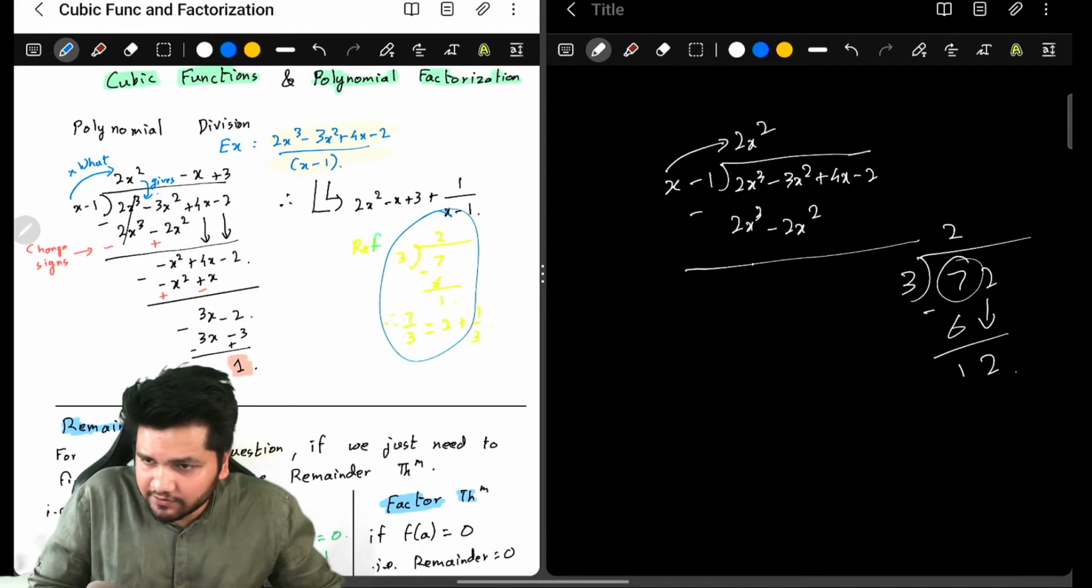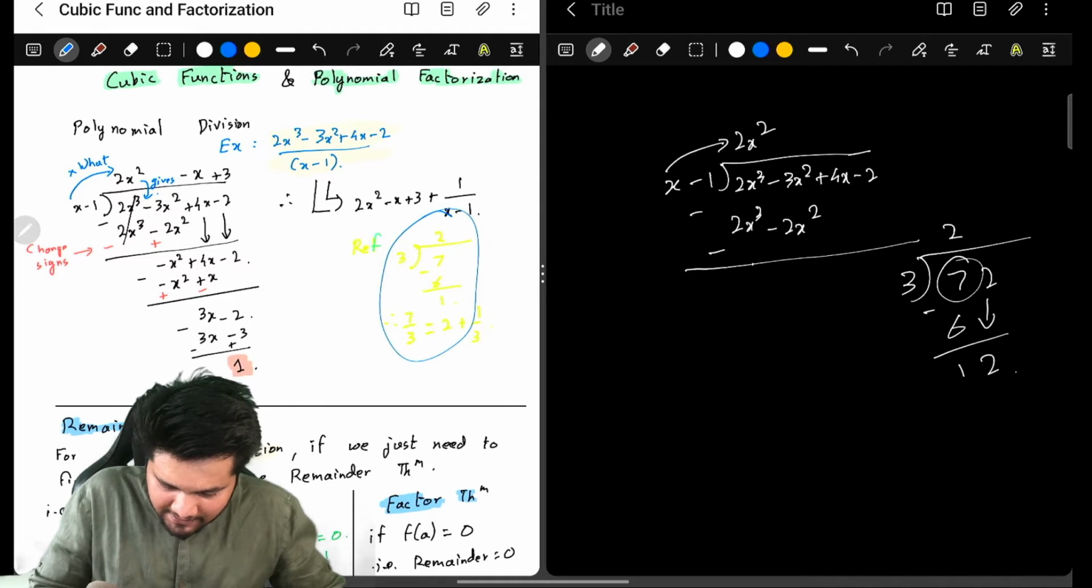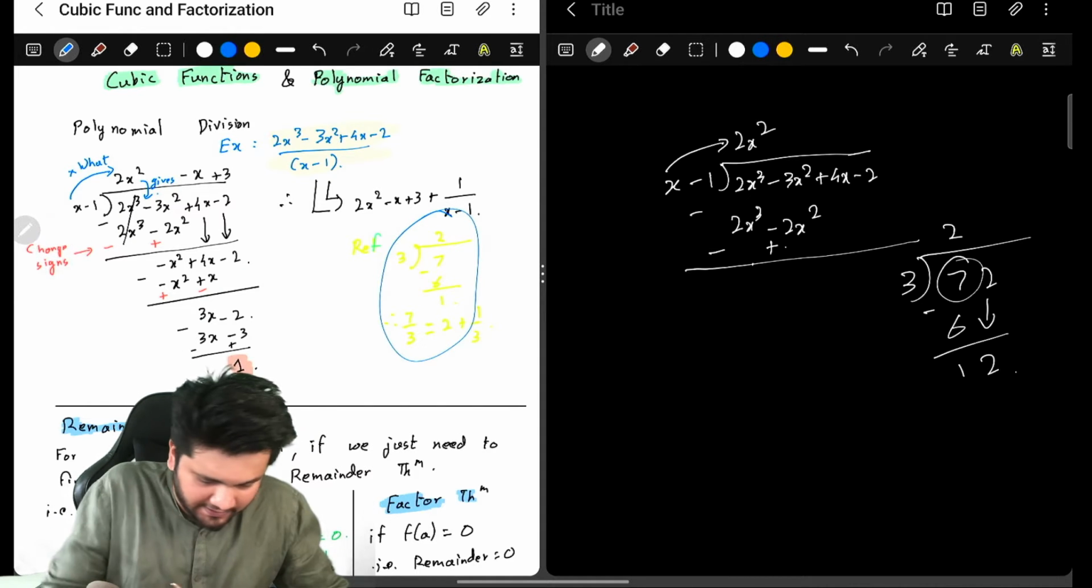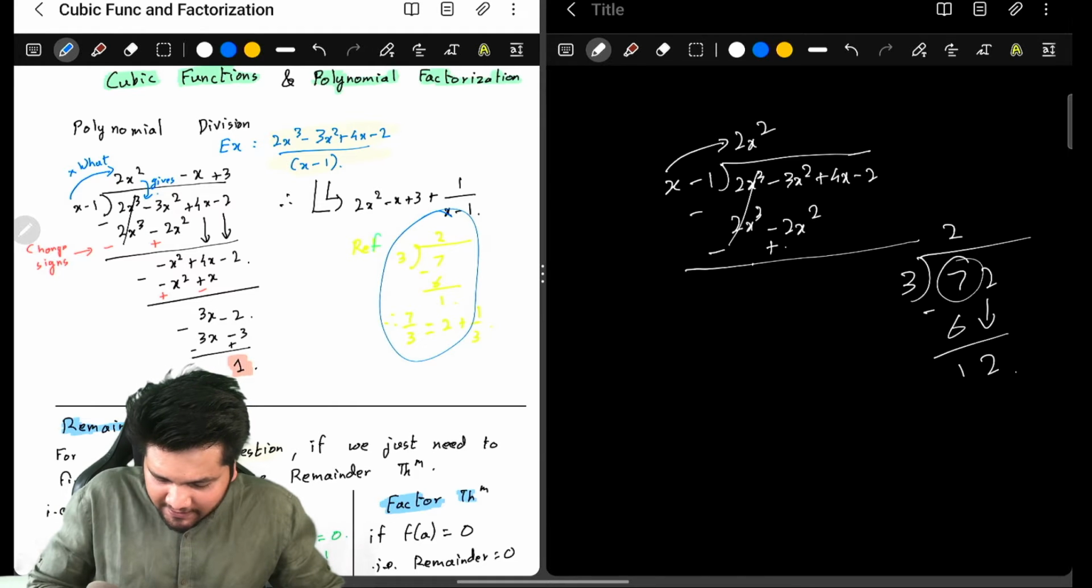Now when you subtract, this is going to be minus, and you will change this minus as plus. That's why I mentioned that you have to change the signs on the left hand side, as you can see. So here 2x cube gets cancelled. You get minus 3x square plus 2x square, which is nothing but minus x square. Now you're going to pull down both the things, which is plus 4x minus 2.